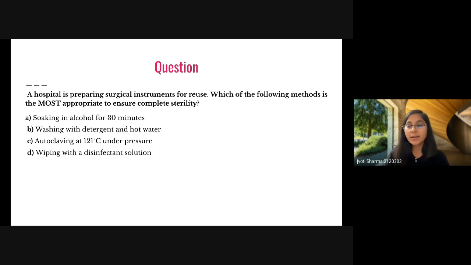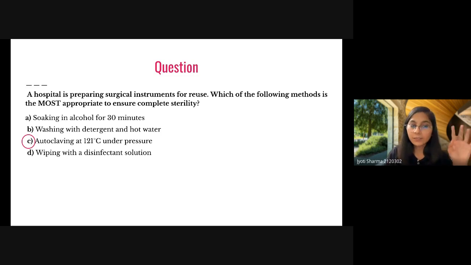So, what do you think? What is the right answer for this? So, what method of sterilization will we use? Gyanendra gave me the C answer, and yes, I agree with the C answer that there should be autoclaving.